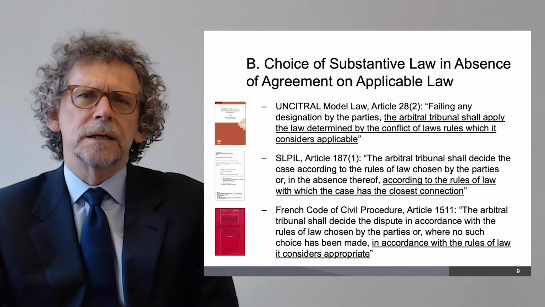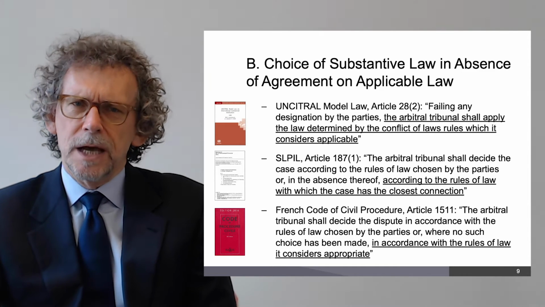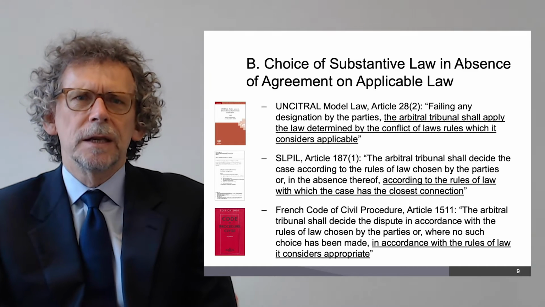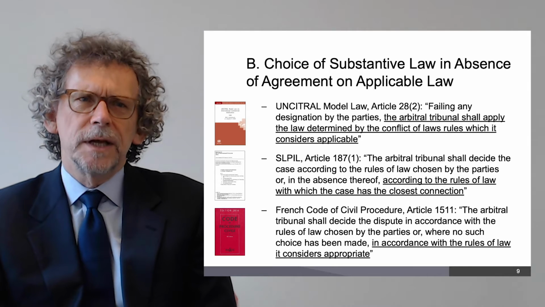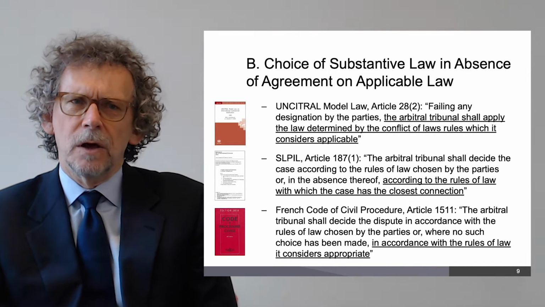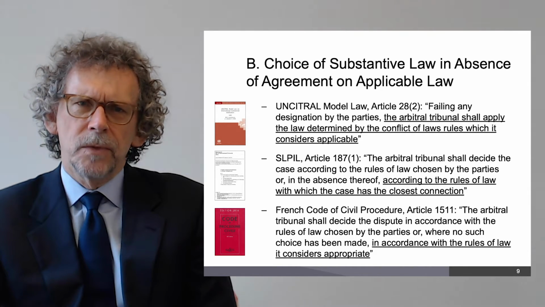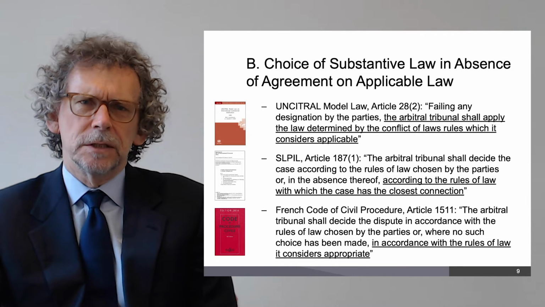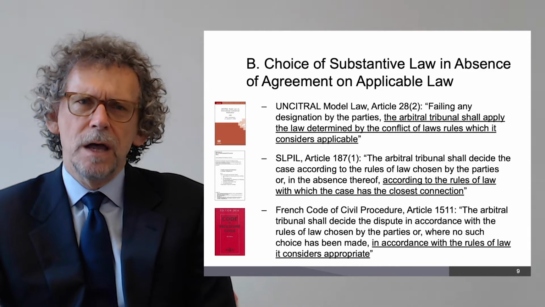We can see with respect to national arbitration legislation the UNCITRAL Model Law on International Commercial Arbitration from 1985. It provides in Article 28.2 that failing any designation by the parties, the arbitral tribunal shall apply the law determined by the conflict of laws rules which it considers applicable. A broad grant of authority to arbitral tribunals in circumstances where the parties have not designated the applicable substantive law to choose that by applying conflict of laws rules.